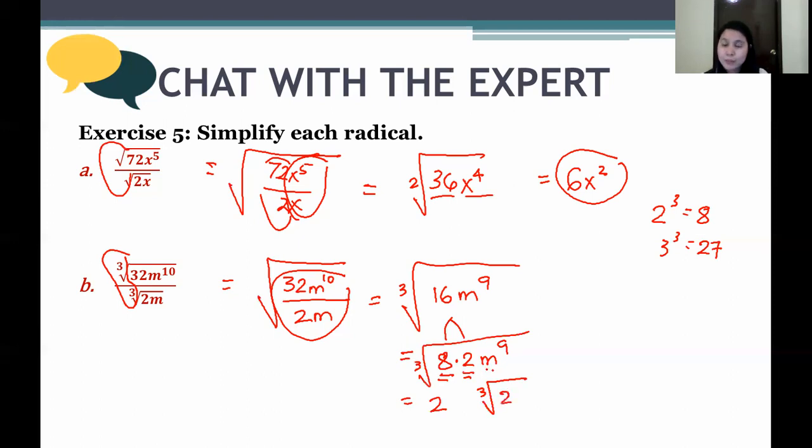Next, for the one with a variable, you divide the exponents. 9 divided by 3, the answer is 3. So you place m cubed. So this is now the answer: 2m cubed, cube root of 2. Any questions?